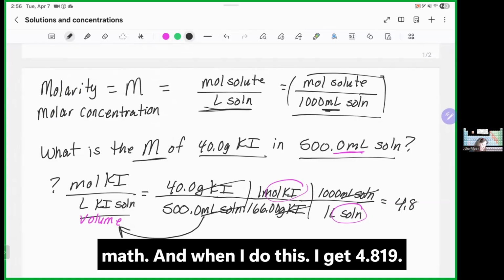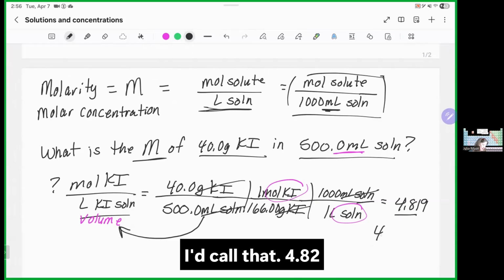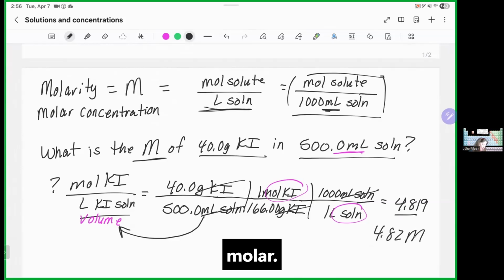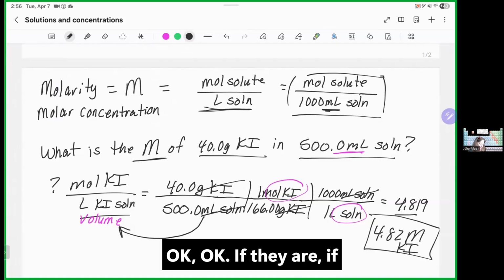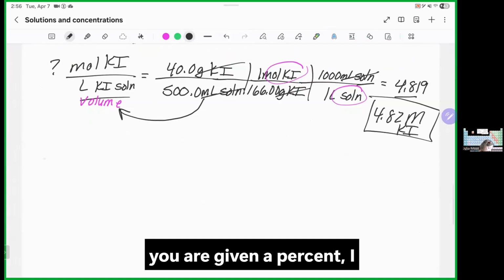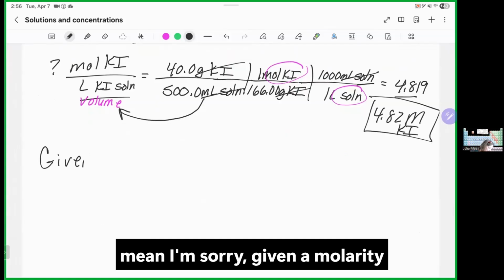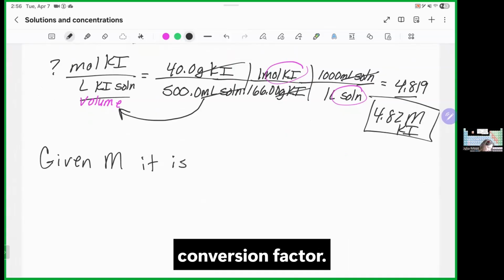I do this, I get 4.819. I will go with 3 sig figs. I'd call that 4.82 molar. Okay, if you are given a molarity, just like percent, it is a conversion factor.